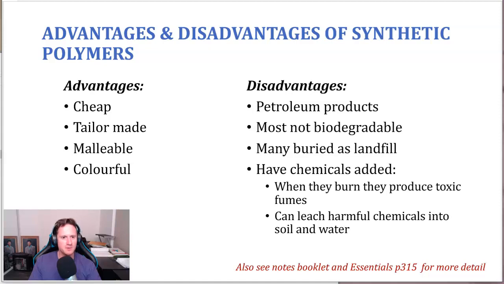To start with, we're going to look at advantages versus disadvantages of synthetic polymers, so produced by us. The advantages of synthetic polymers are they're cheap, they're tailor-made, so we can make them to suit any purpose we want. They're malleable, so you can change their shape, and they're also colorful, so children's toys, you can use them in lots of bright colors that can appeal to lots of different people.